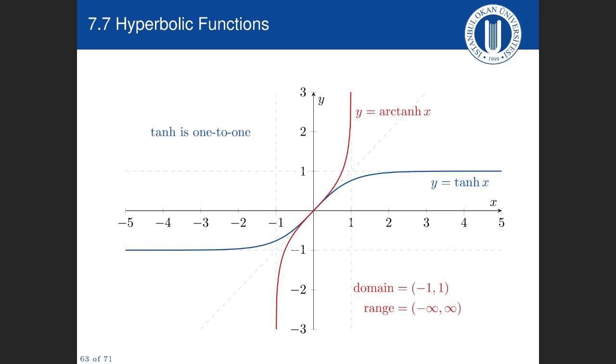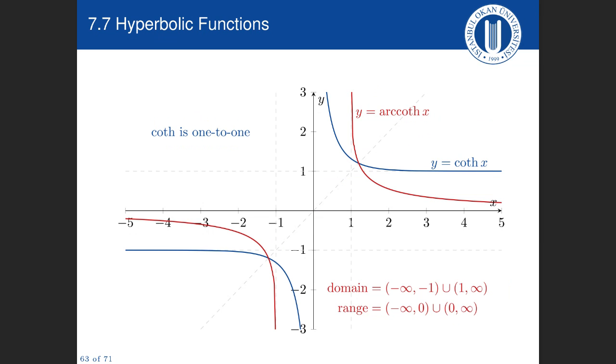Tanh is a one-to-one function, so it has an inverse. Coth is one-to-one on its domain. Its domain is all of the real line except 0.